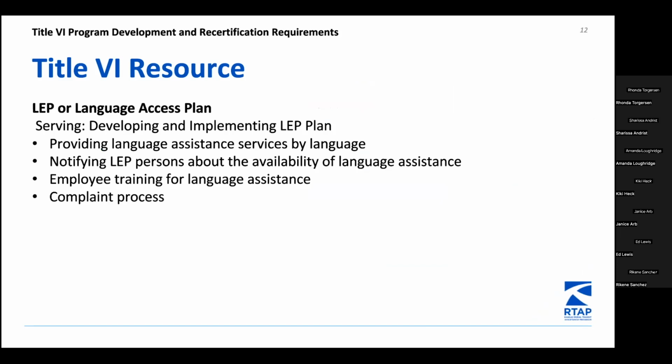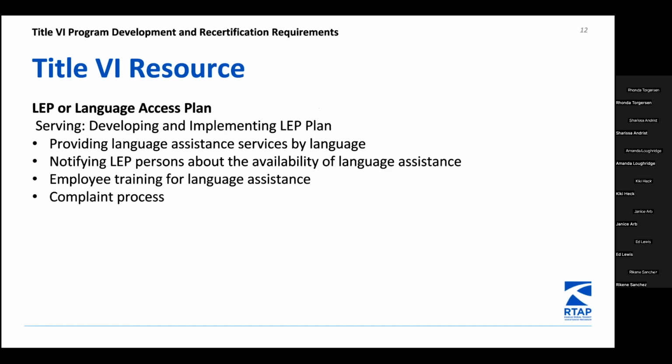Okay. So the next step in developing an LEP plan is making the plan, and specifically making sure to identify the following: providing language assistance services by language, notifying LEP persons about the availability of language assistance, employee training for language assistance, and complaint process.